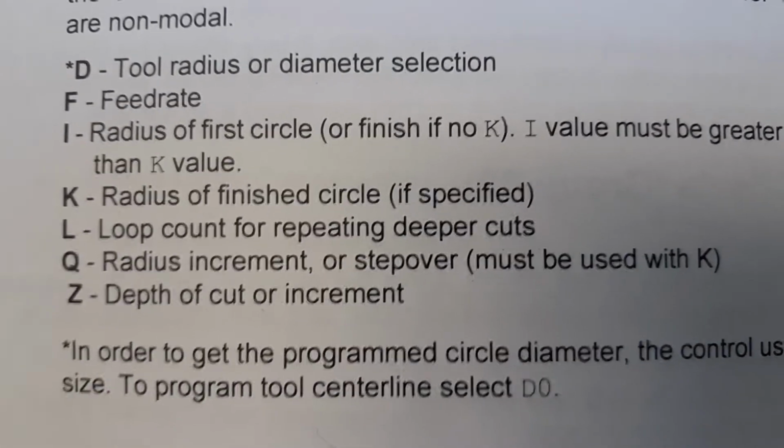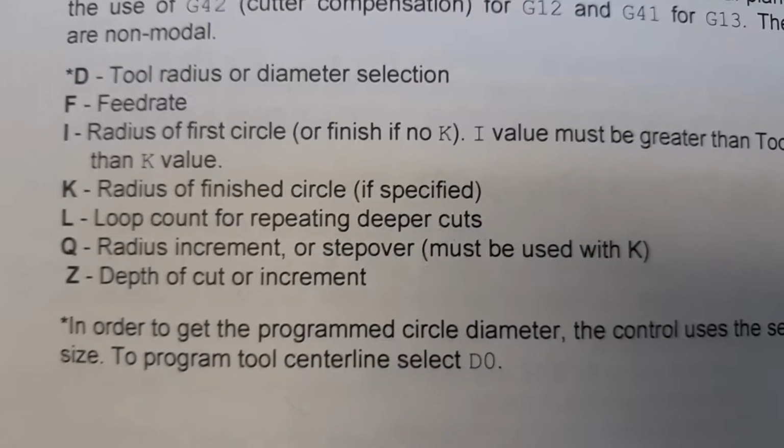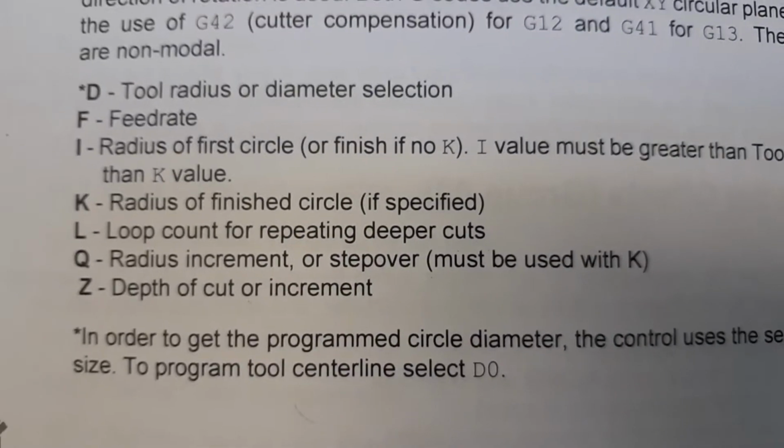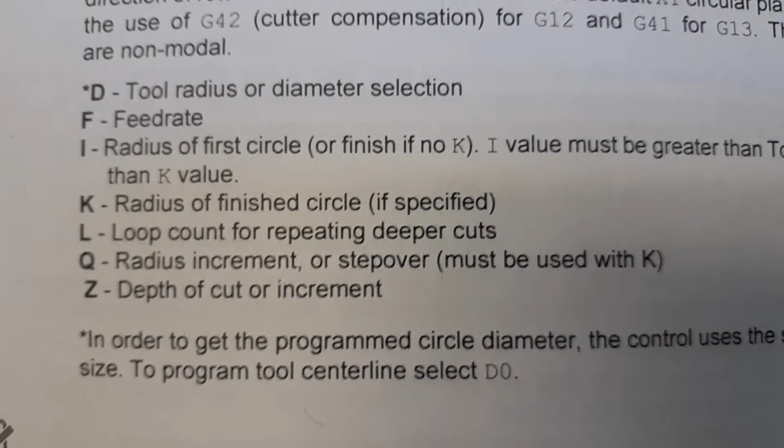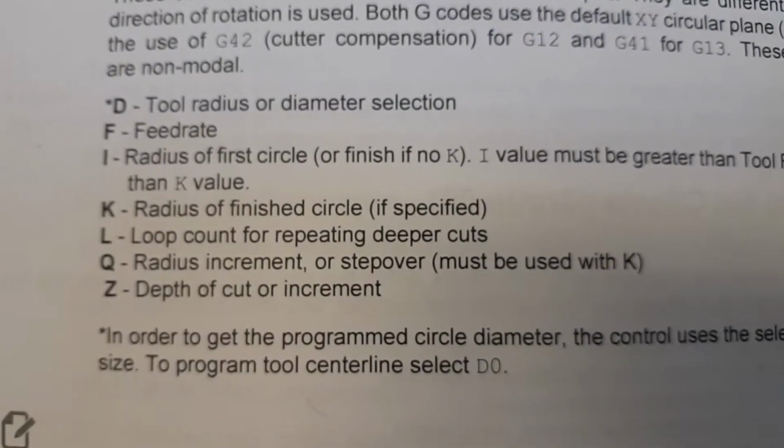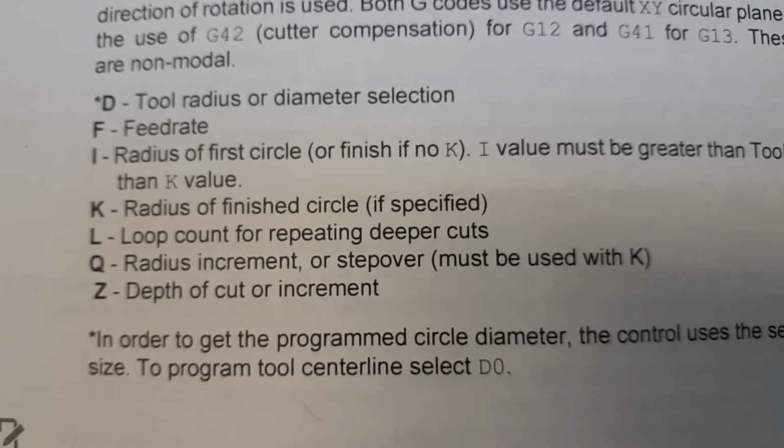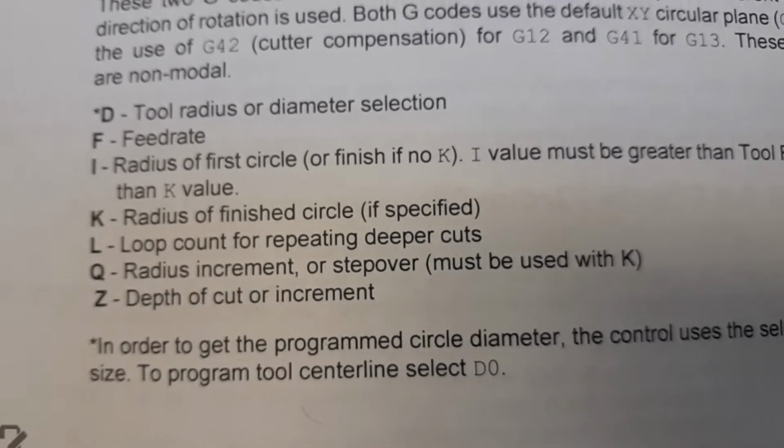L, the loop count, is a loop count for repeating deeper cuts, which is involved with the G91 incremental positioning command. Q, the radius increment, is our step over. We want to think of that as the radius of the cutter. In this case, we're using a 3-flute .250 end mill, so we'll enter Q.125.